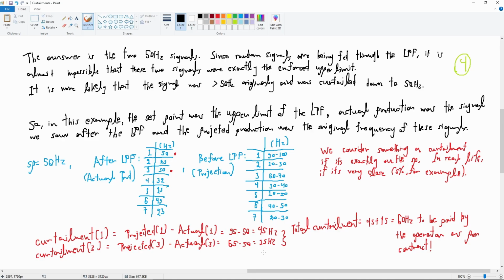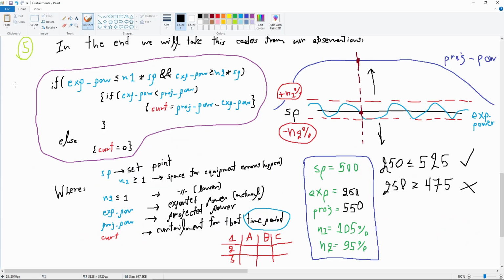Of course, right now we consider curtailment if something is exactly on the set point, but in real life this is not possible, and we just say that the curtailment is enforced if it is very close to that set point. So if we combine all of this knowledge into one single thing, we can take this code.